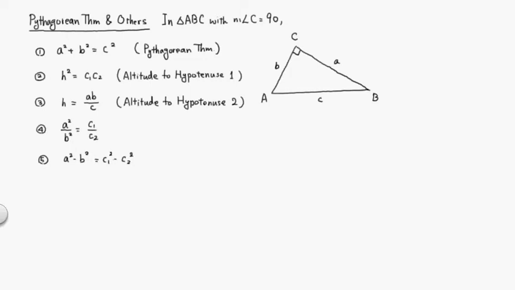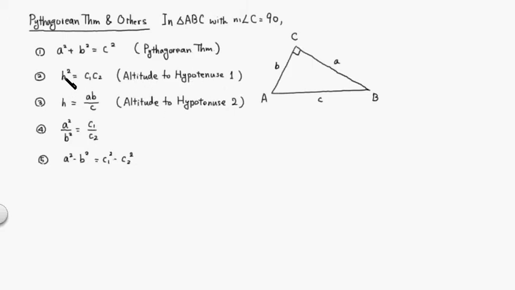Okay, let's look at the Pythagorean theorem and other similar results. If you have a triangle ABC with the right angle at the vertex C, then we have these equalities. The first one is a squared plus b squared equals c squared, which is very familiar, the Pythagorean theorem. And there are a couple of altitude to hypotenuse equalities.